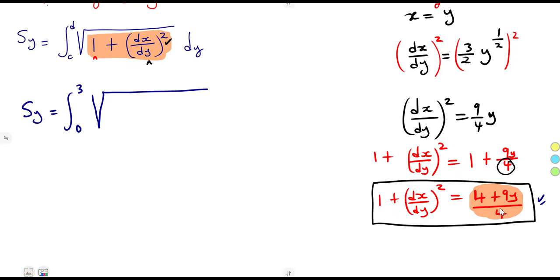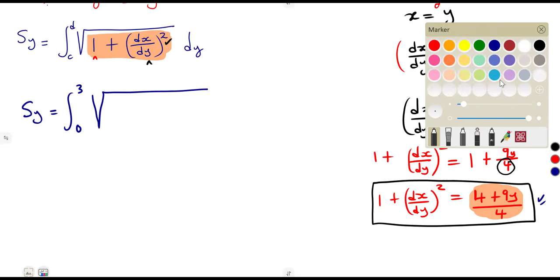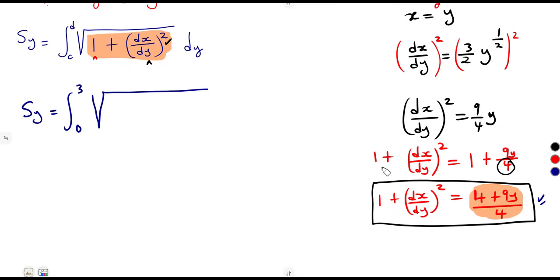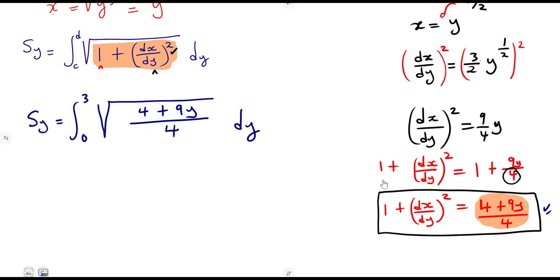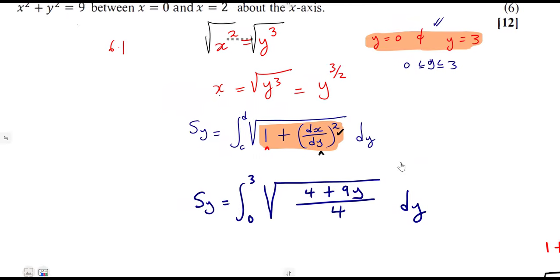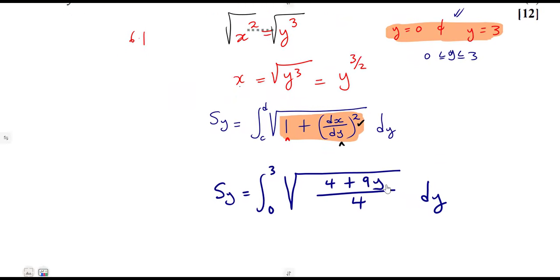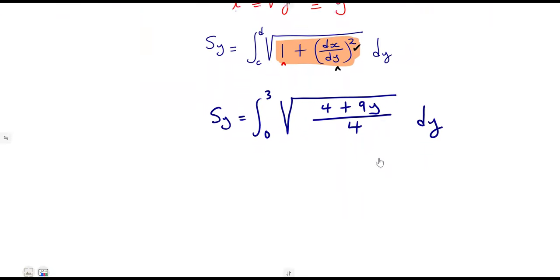4 plus 9y over 4. Just like that. So that is 4 plus 9y like this over 4. We can integrate this. This whole part is no longer part of our question. We are done with this section. We are done with that section. So here, let us integrate what we are given.